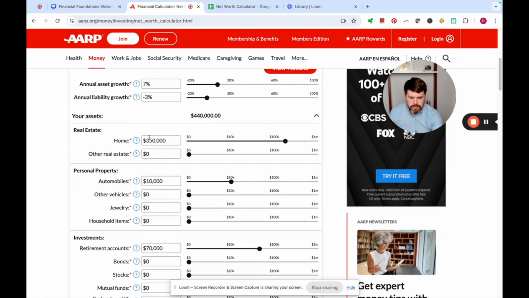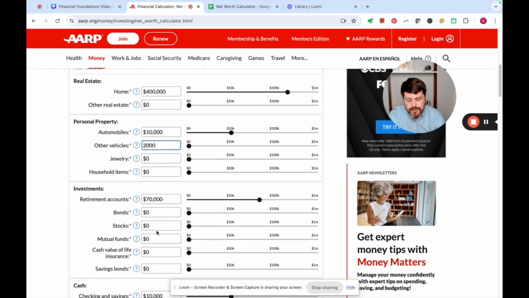And so let's say we have a home of $400,000. Let's say we don't have any rental property at this point. We have an automobile that the Blue Book value says, let's say, $10,000. We have another vehicle. Let's say it's on its last legs. It's only worth about $2,000. We don't have any jewelry. We're not going to include household items in this because it's going to get too complicated.